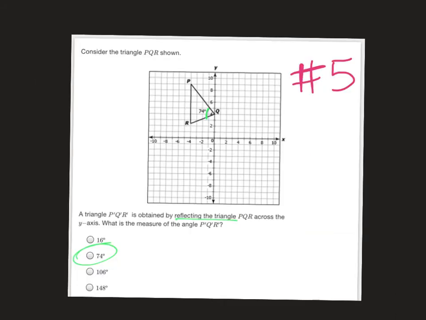Same type of problem on number 5. This time we're reflecting the triangle across the y-axis again. They're specifically asking for angle PQR, which is why I highlighted it in green there, and it's 74 degrees. And again, if I reflect it and I want the new PQR, it's the same exact amount, 74 degrees.